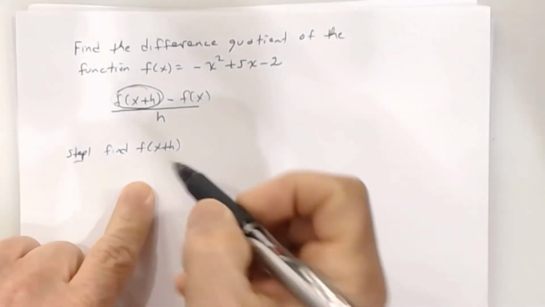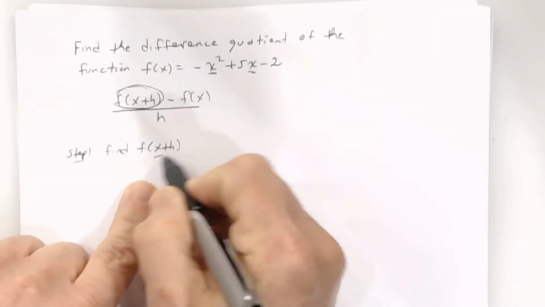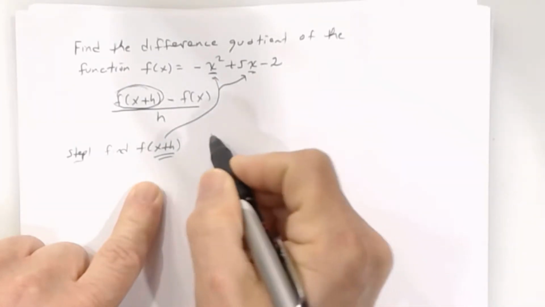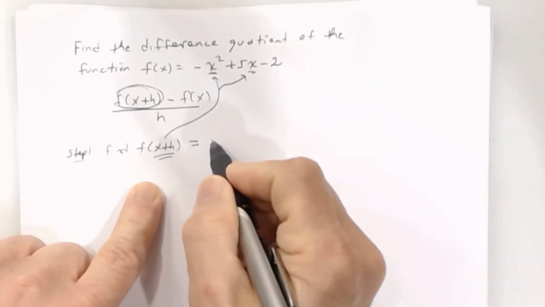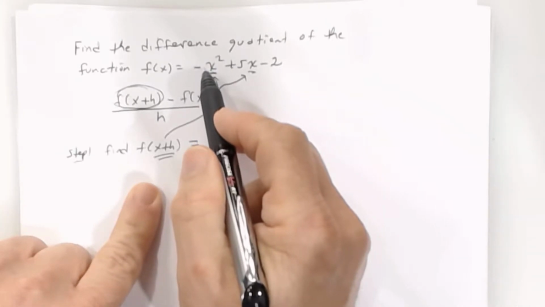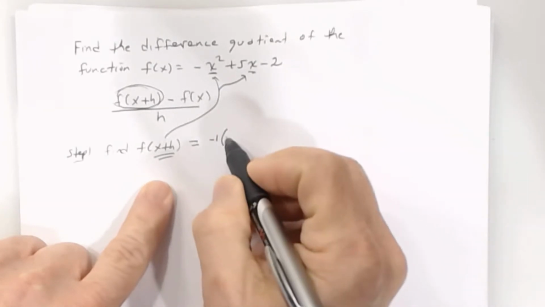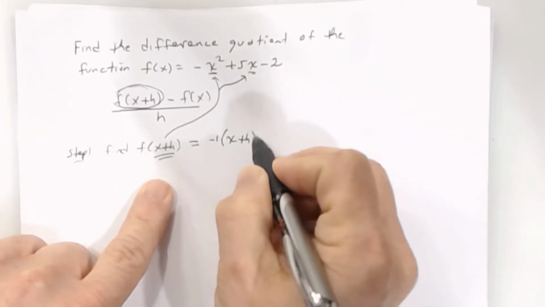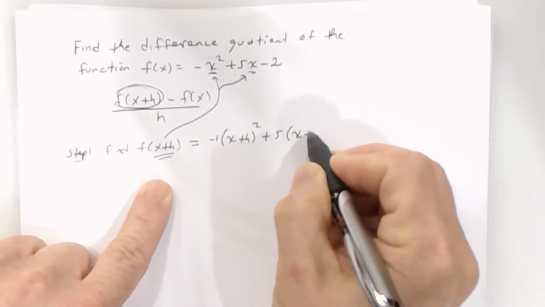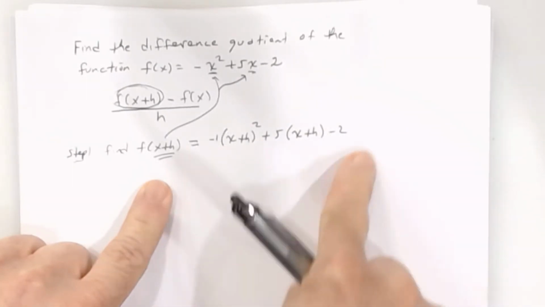All right, now remember what that means. That means where we see the variable x in your function, you're going to substitute what expression? X plus h. So I get f of x plus h equals, now you got to be careful here because this x squared, what's that coefficient? -1. So this is really a -1 times, in parentheses, x plus h, and that's being squared, plus 5 times what? X plus h, and then minus 2.